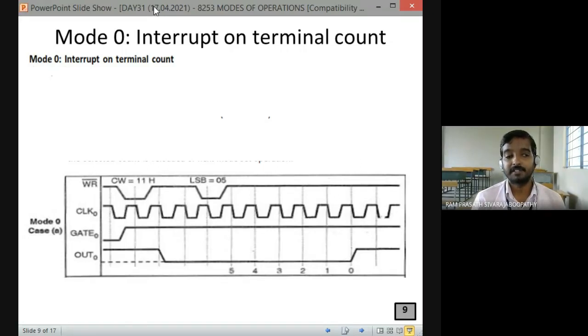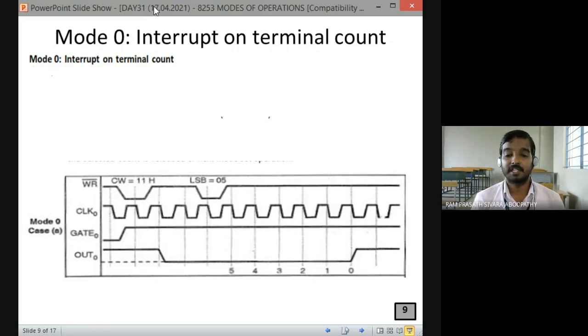Interrupt on terminal count. In this particular mode of operation, I load a count value. After loading, my count is going to start decrementing. What about the terminal count? What is the last count you can have? See, suppose I take a count value of 10. The count finishes, correct? So what is the terminal value?